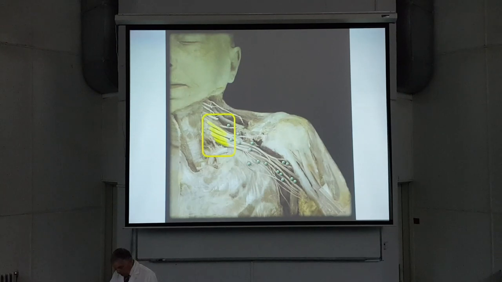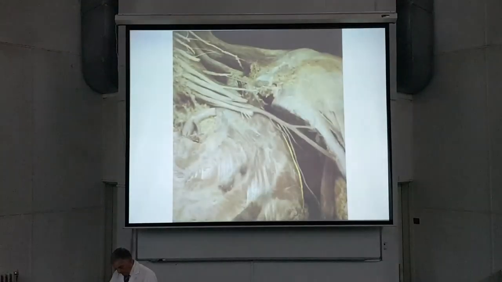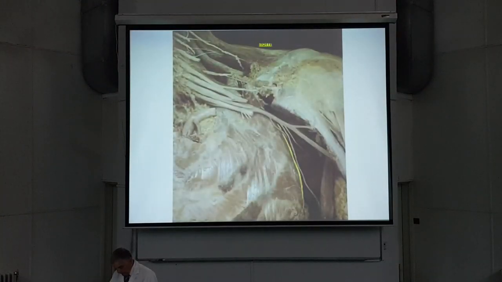If you look at the roots, roots form trunks. This is C5, and this is C6. They join and form the superior trunk.